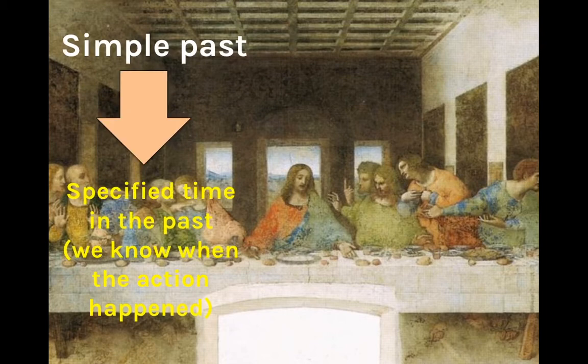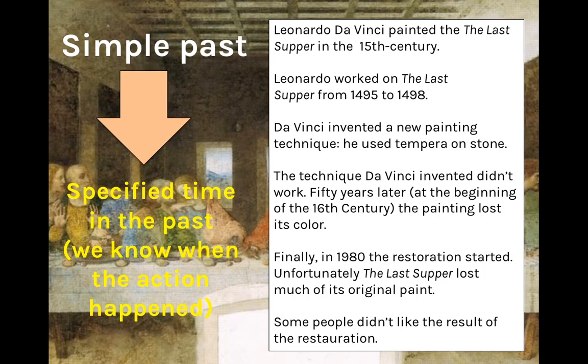Remember that we use the simple past to describe actions with a specified time in the past. That means that we know exactly when the actions happened. So let's see some examples related to Leonardo and the Last Supper. Leonardo da Vinci painted the Last Supper in the 15th century. We use the simple past because we know exactly when Leonardo da Vinci painted the Last Supper.